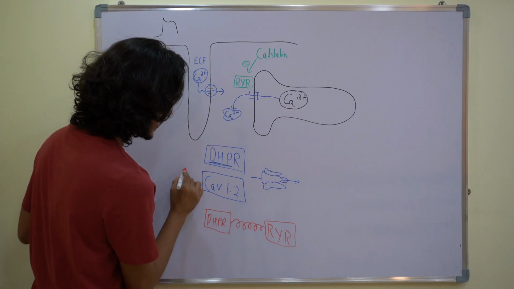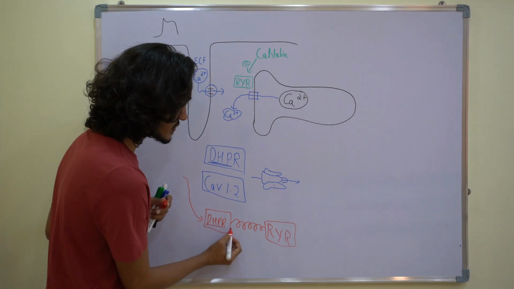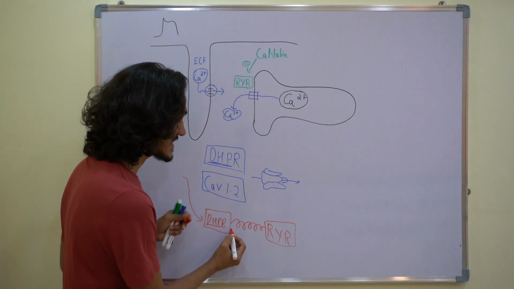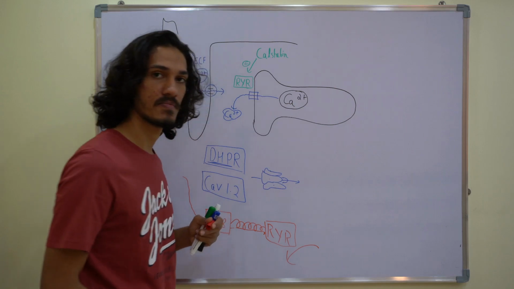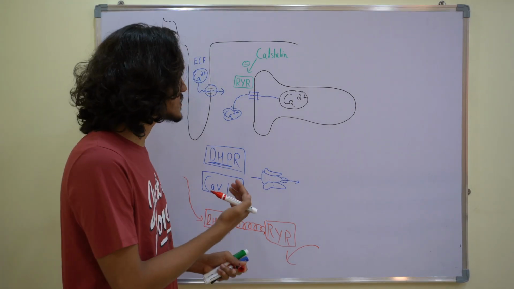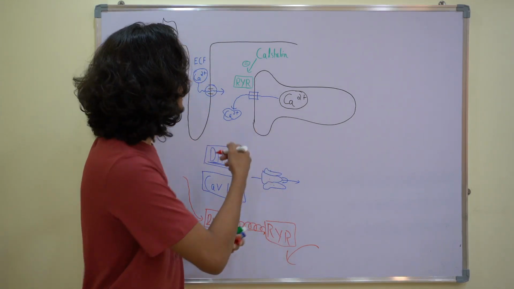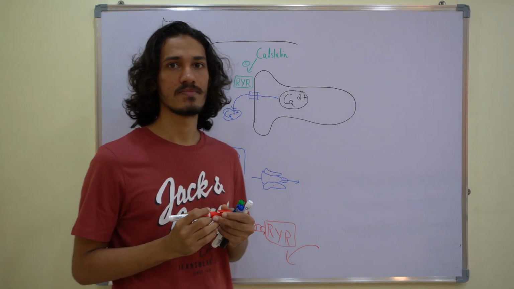So every time the action potential reaches over here, it activates the dihydropyridine channels, and that is going to result in a mechanical activation of the ryanodine channel to release intracellular calcium. So you see how there is no role of the extracellular calcium in the skeletal muscle, but over here there is importance of the extracellular fluid calcium.